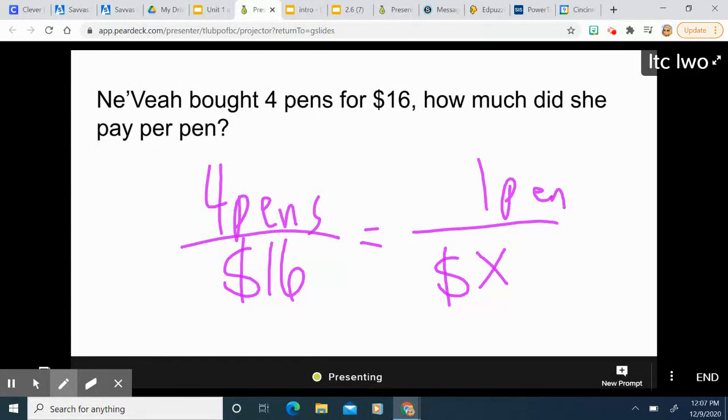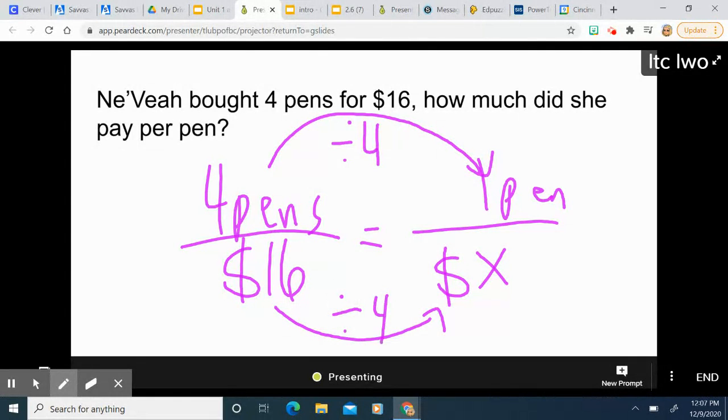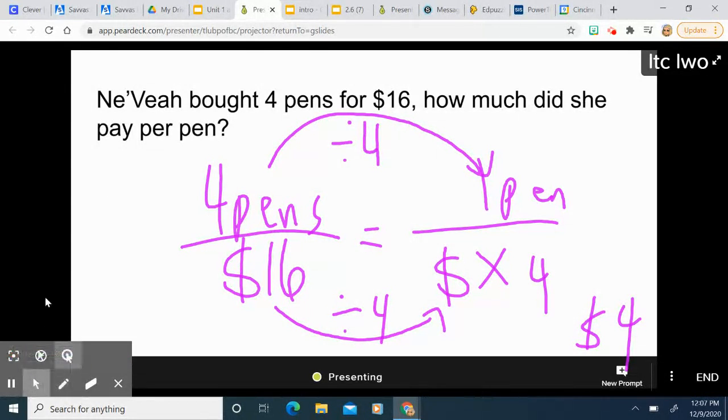Well, let's see. In order to get from 4 to 1, we divide by 4. So in order to get from 16 to x, we also divide by 4. 16 divided by 4 is 4. So again, $4. I wasn't very creative with these numbers, huh? But that's okay. It's all about the concept.